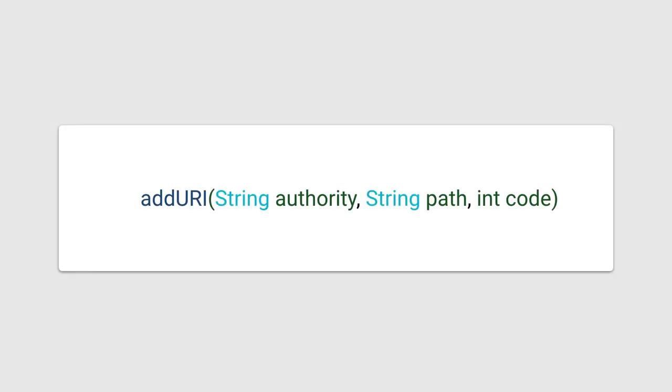I'll use UriMatcher.addURI and pass in 3 arguments. The first is the content authority. The second is the path string. And together these two tell the matcher what exact URI you want to recognize. Then the third argument is the int constant that I want this URI to match with.